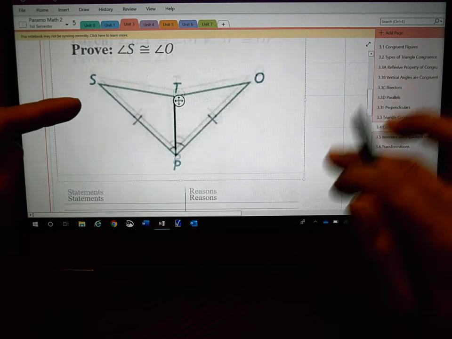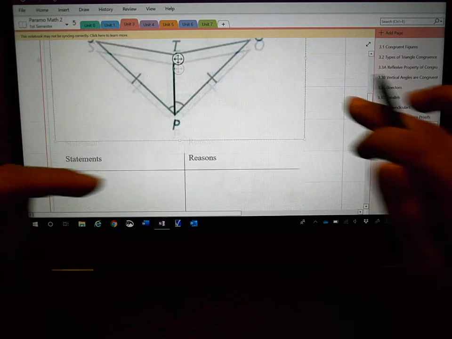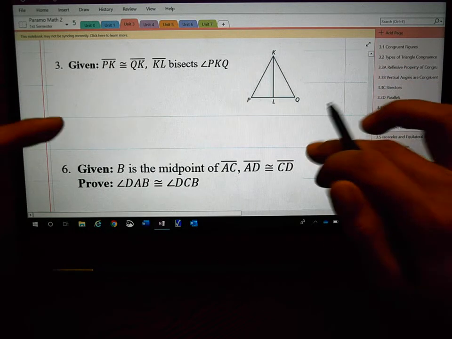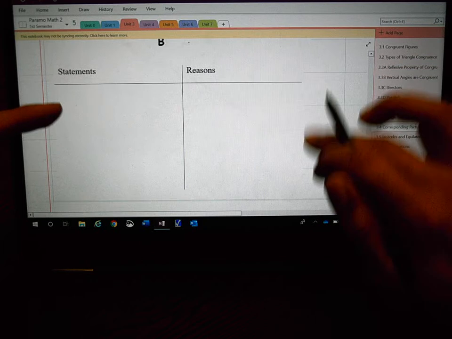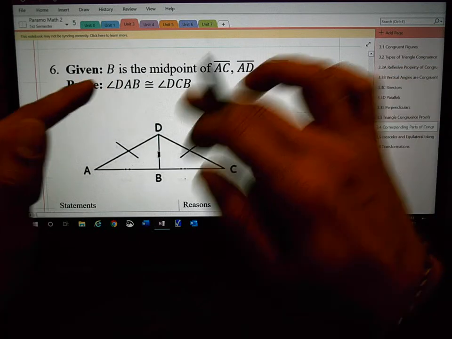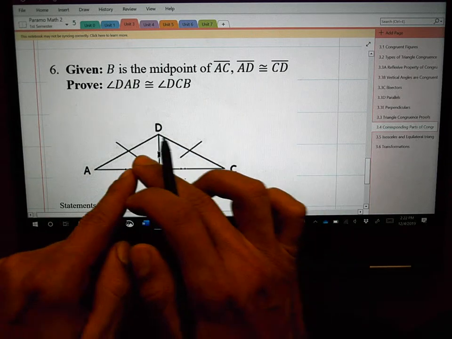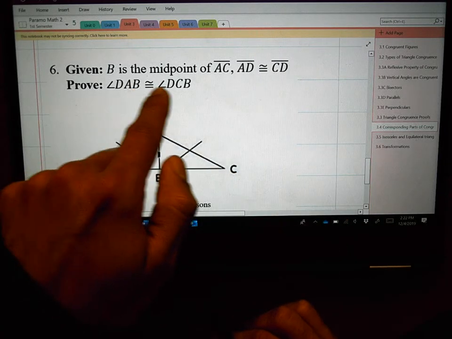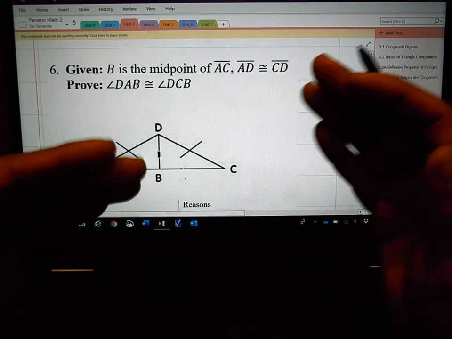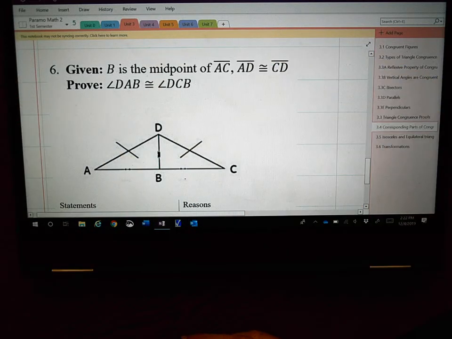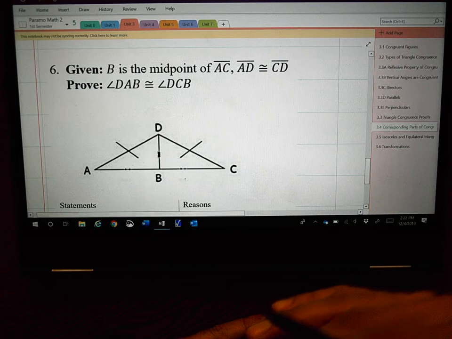So for example, if I had a proof and I was proving this is congruent to that, once I prove that the triangles were congruent, then I can use their parts to prove that those angles are the same. That would be a CPCTC at the end of my proof.